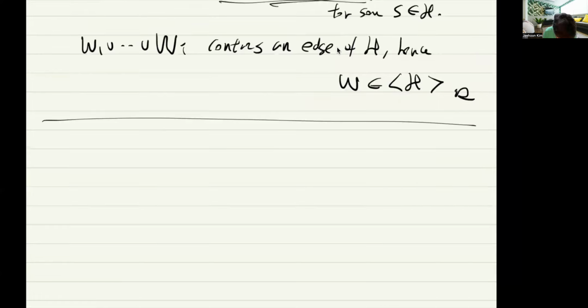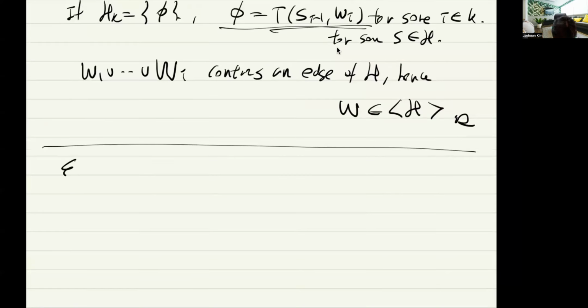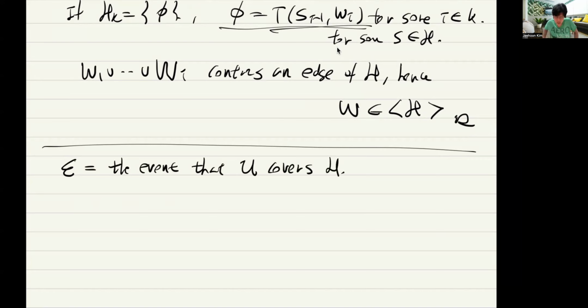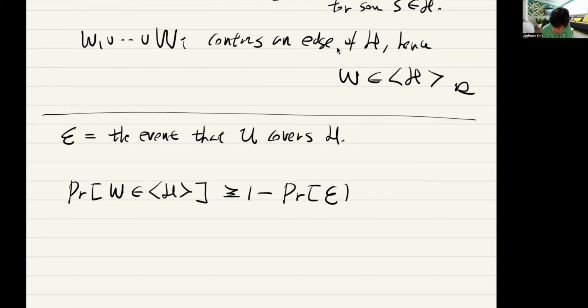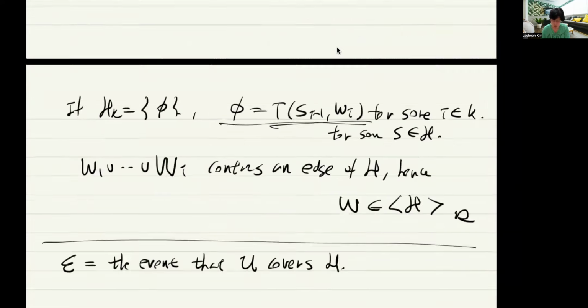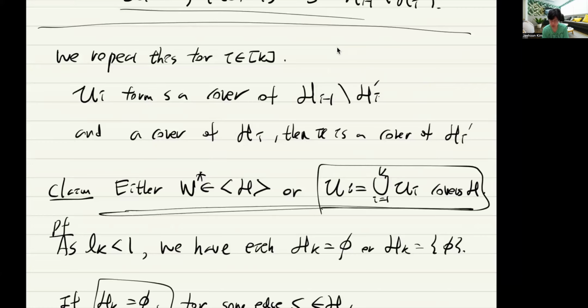So now let's give a name to this event, epsilon. It is the event that this U covers H. Okay? Then by the above claim, what do we know? The probability that W contains an edge of H is at least 1 minus the probability of the event, because one of them must happen, right?